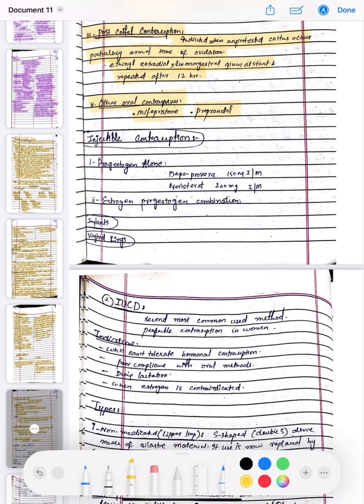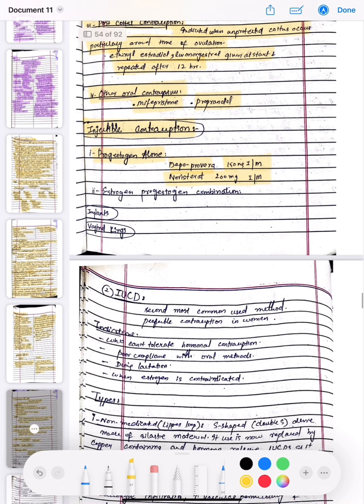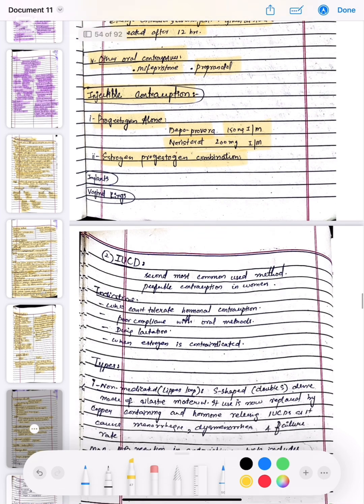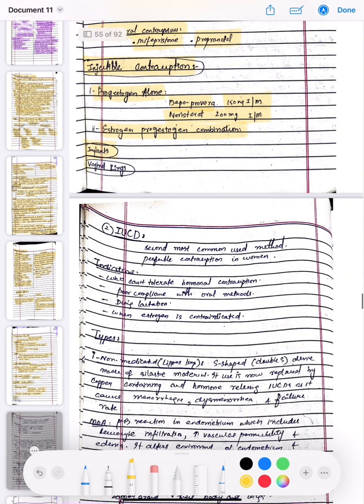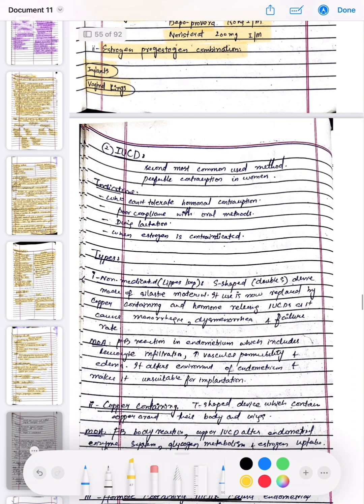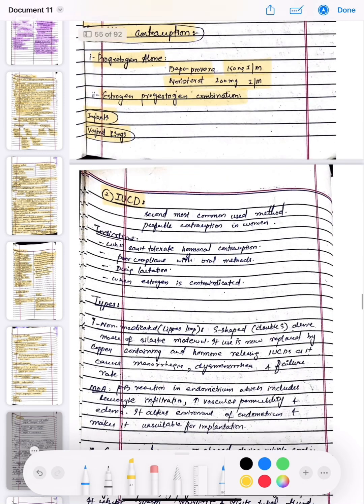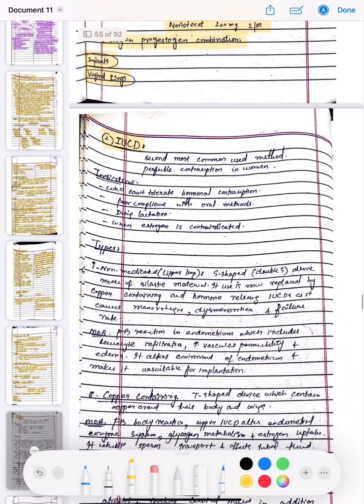Now, injectable contraceptives. We have progesterone alone, which is Depo-Provera, 150 mg intramuscularly, and Norethisterone, which is 200 mg intramuscularly. Then there is the estrogen and progesterone combination. Then implants are used and vaginal rings are used. Intrauterine contraceptive devices are the second most commonly used method, and are the preferable contraception in women.